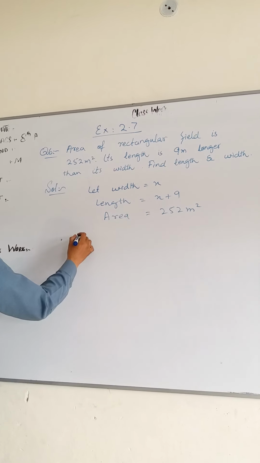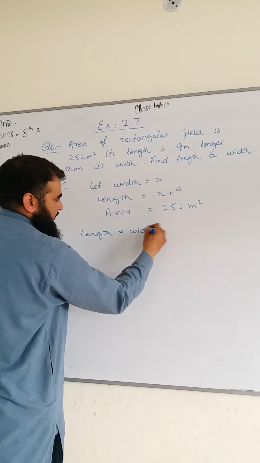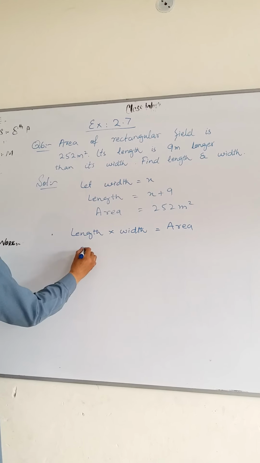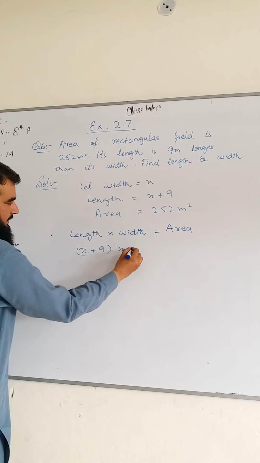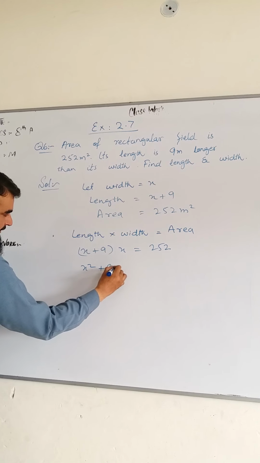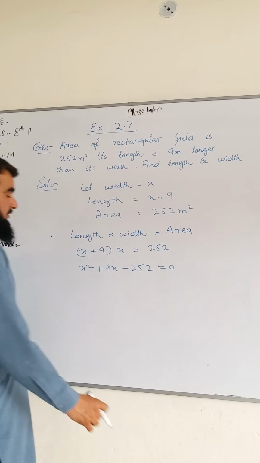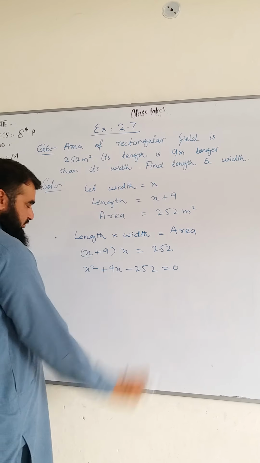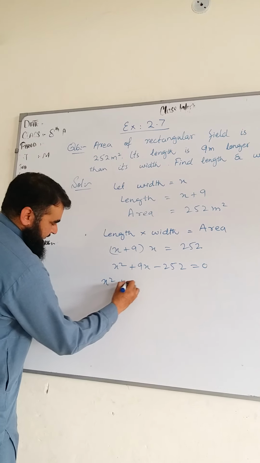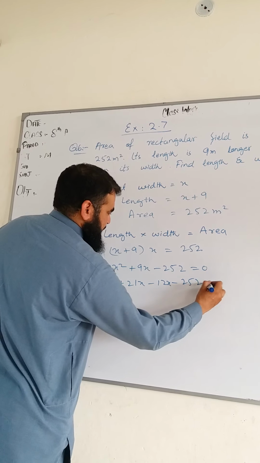So it is given that length multiplied by width is equal to area. So length is x plus 9, width is x, and area is 252. So multiplying these two we get x square plus 9x, and we shift 252 to this side, so minus 252. Now in the difference we need 9 and in the multiplication 252. So 21 times 12 is 252. So we will write x square plus 21x minus 12x minus 252 equals 0.